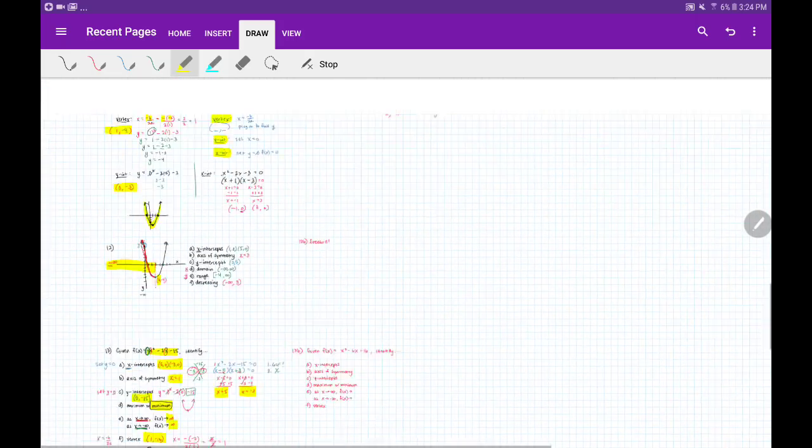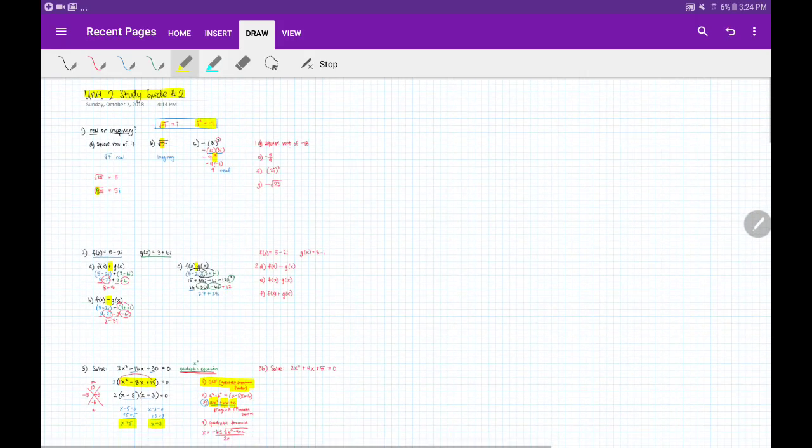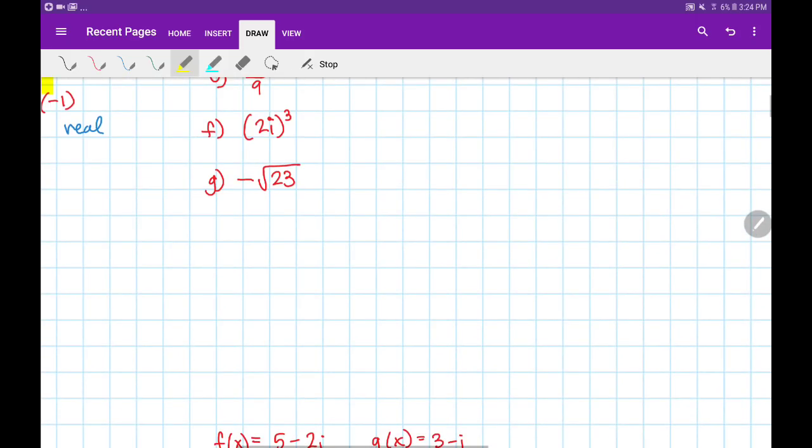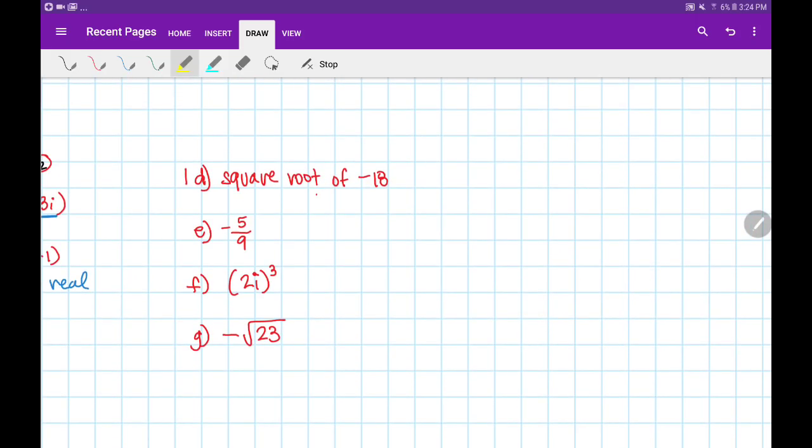So if you followed and you wanted to try some on your own, here are those answers that I promised you. First, the square root of negative 18. Looks like this. Since there's a negative inside, that makes this imaginary. Next, negative 5 over 9. So there is a negative, but it's not inside a square root. Therefore, we just have a regular negative number.